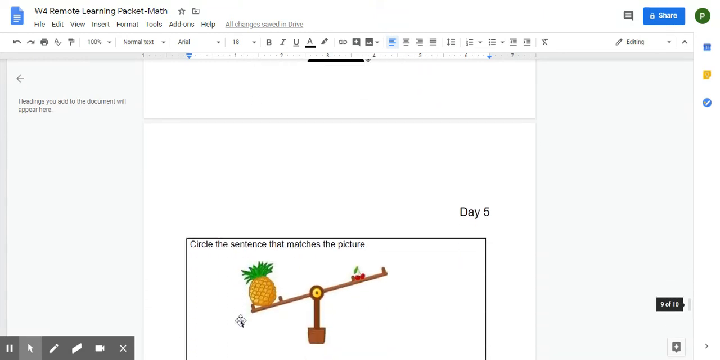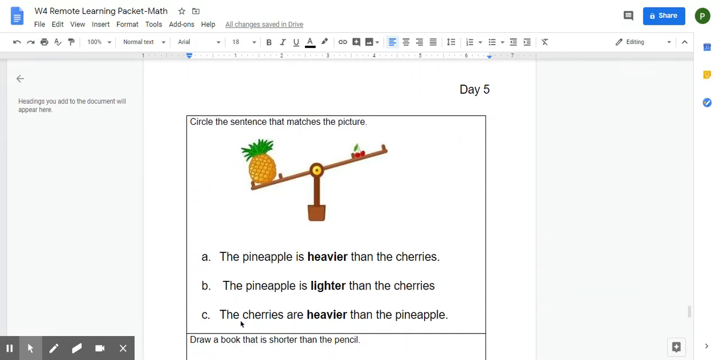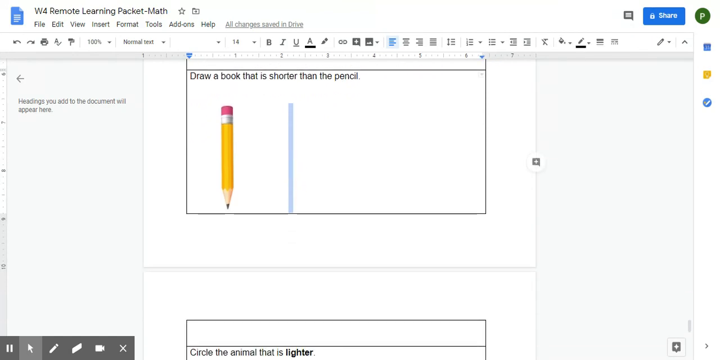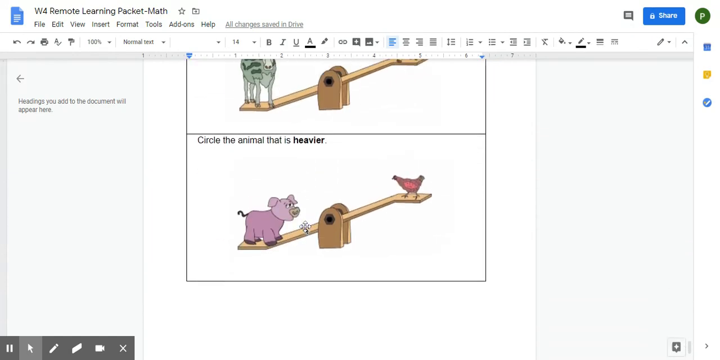And that will be day 4. Day 5 is just going to be a review of everything you learned between length and weight. So make sure that you're answering the questions and looking at the pictures to make sure that you're answering the questions correctly. So again, day 5 is just going to be a review of everything you've learned that week.